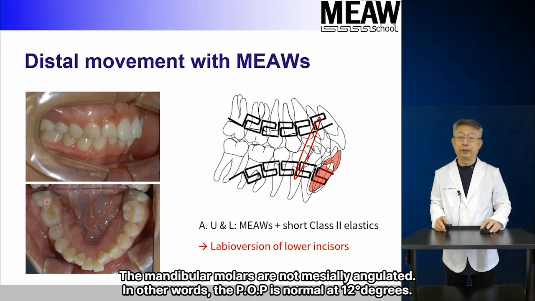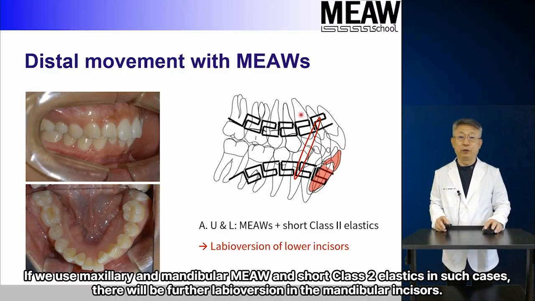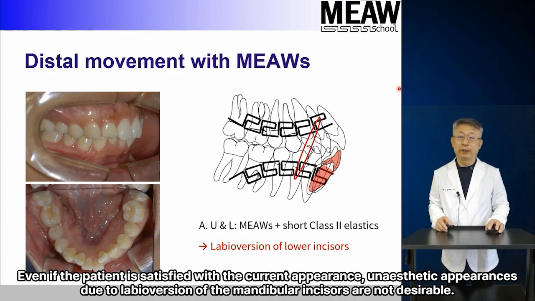The mandibular molars are not mesially angulated. In other words, the POP is normal at 12 degrees. There is labioversion only at the mandibular incisors. If we use maxillary and mandibular mio and short class 2 elastics in such cases, there will be further labioversion in the mandibular incisors. Labioversion of the mandibular incisors results in an unaesthetic face. Even if the patient is satisfied with the current appearance, unaesthetic appearances due to labioversion of the mandibular incisors are not desirable.